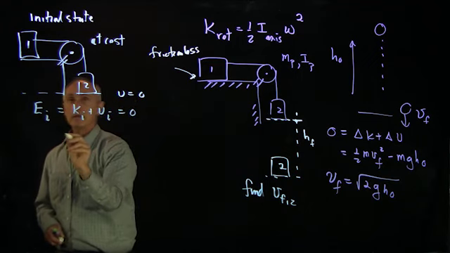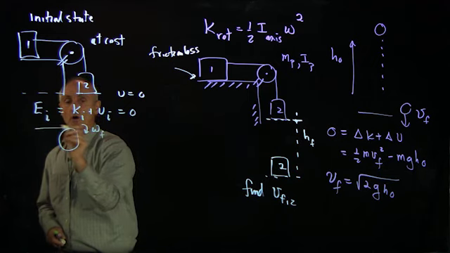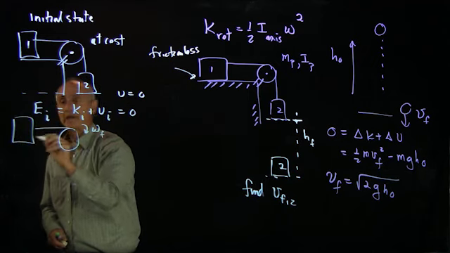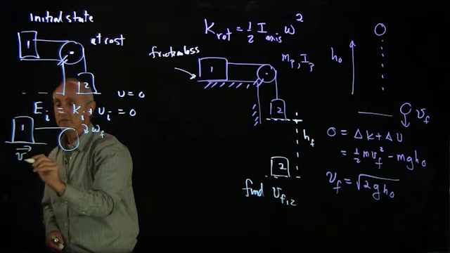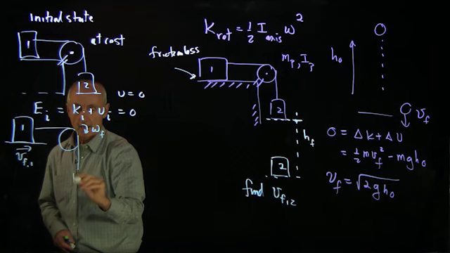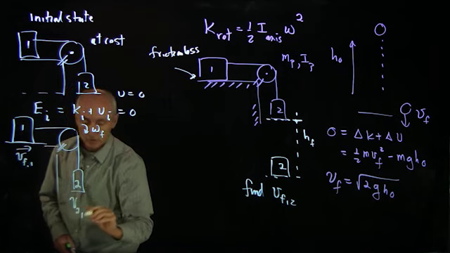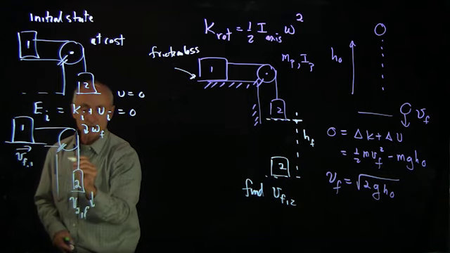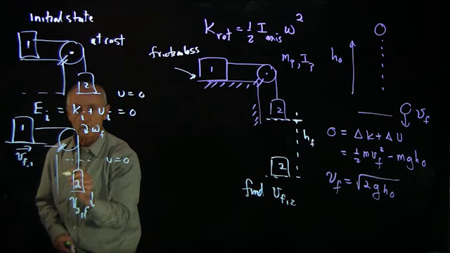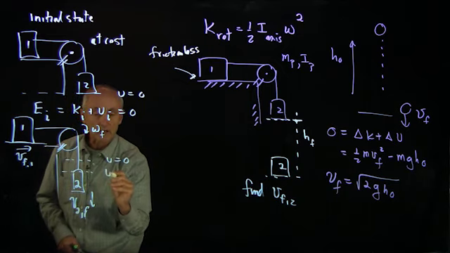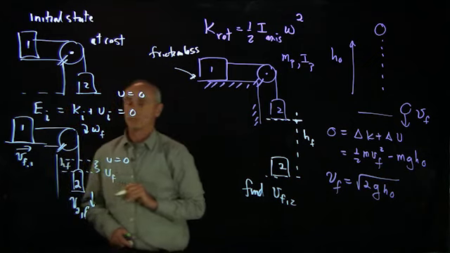And in our final state, we have the pulley rotating with omega final. Block 1 is moving with a velocity v1 final. And block 2 is also moving with v2 final. And let's just suppose that this was our U equals 0 position. And although it's not so clear on the diagram, for U final, block 2 has moved down a height h final.